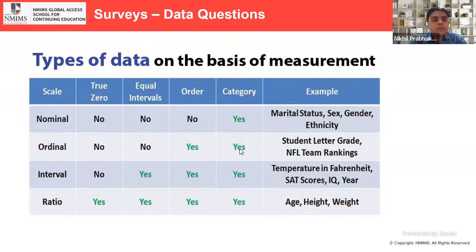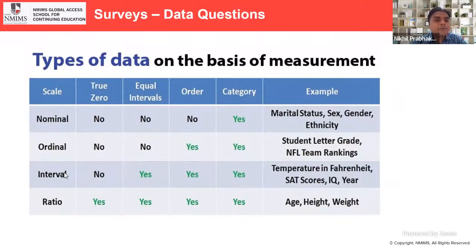In case of ordinal, not only can you categorize, but you can do a ranking also. This kind of data point is like grades. Let's say when you are in schools, colleges, you get grades based on your performance. On the basis of grades, we can categorize people. We can also do a rank ordering. But in these grades, we don't have an equal interval. We don't have a true zero. So we move to the next one, which is interval.